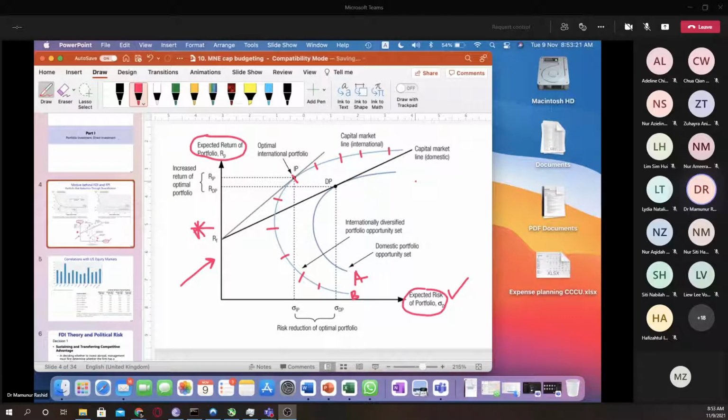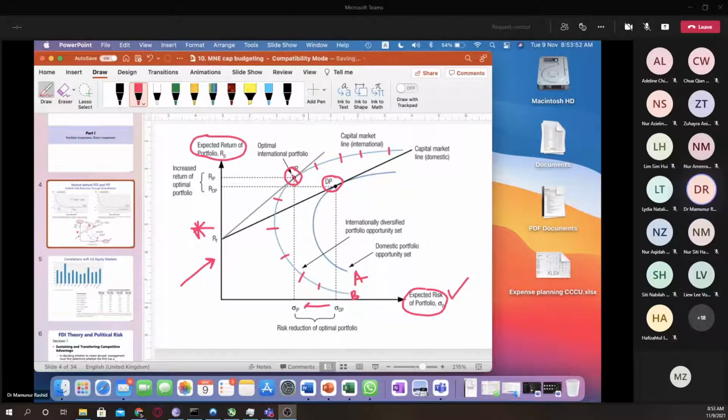So depending on these risk and return combinations, they will eventually find out which one is the optimal, which one is the most balanced investment for the company. So the most balanced investment here is, there are two investment opportunities they found. One is for international investment, IP, and the other one is DP, possibly a domestic portfolio or domestic investment. So what they are trying to show is that the international investment has much lesser risk.